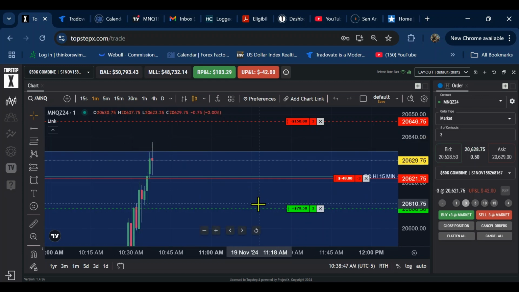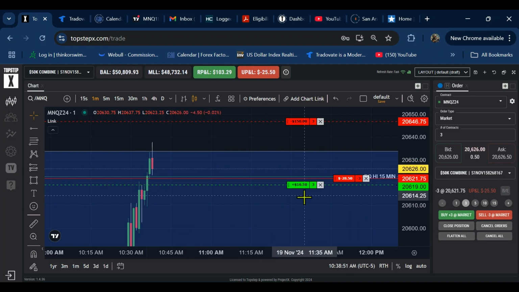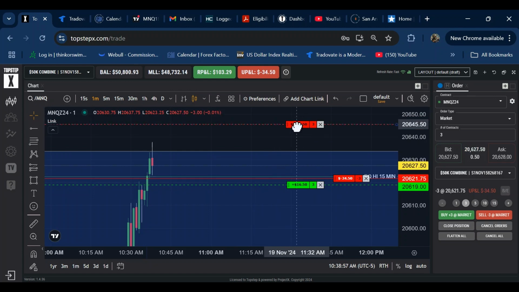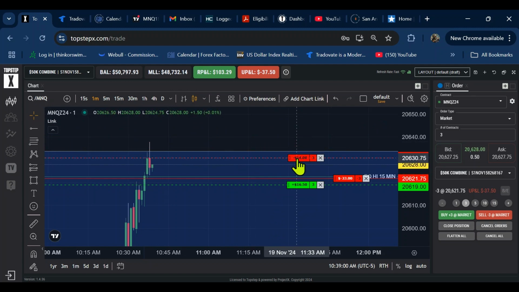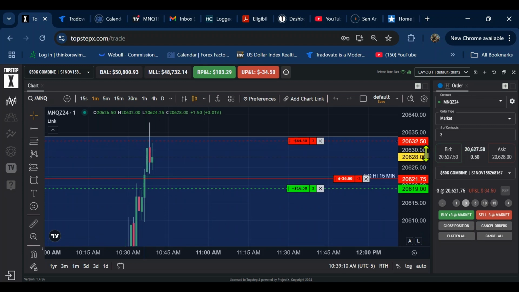At this point, I don't think the pullback to here is going to be there, so I'm just going to try to get just a little bit of low-hanging fruit. That's $16. Take some risk off. Come on, push down. Push down.